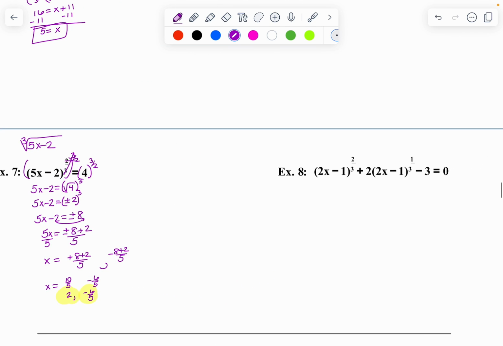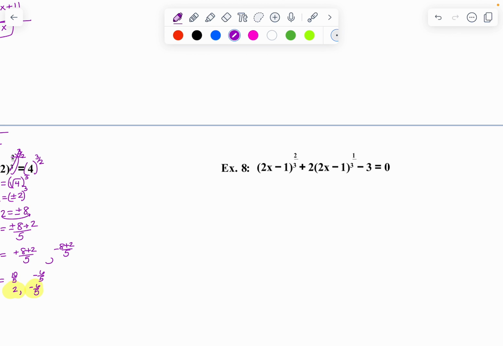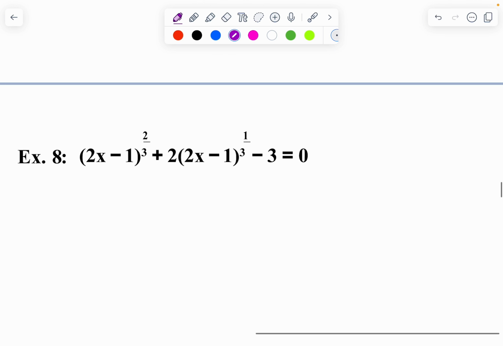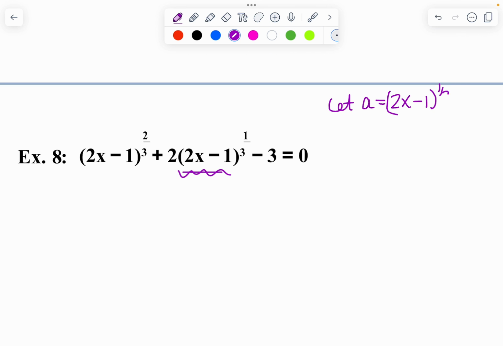Okay, my very last problem, and we did something like this a bit ago, but what I'm going to tell you is I have to solve this. Always take the middle term, since it's a binomial. I used a before. I'm going to continue with a. So let a equal 2x minus 1 to the 1/3 power. Let a squared equal 2x minus 1 to the 2/3 power.